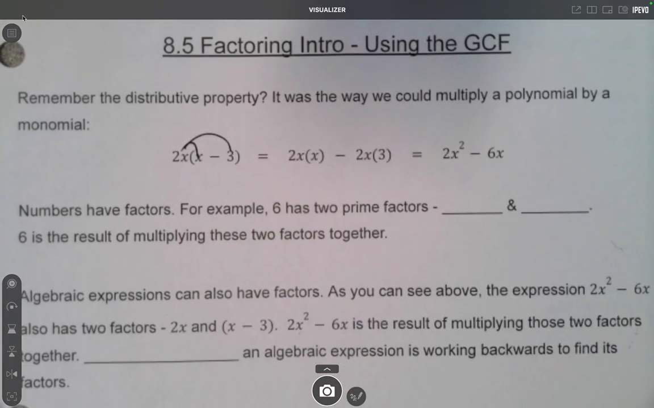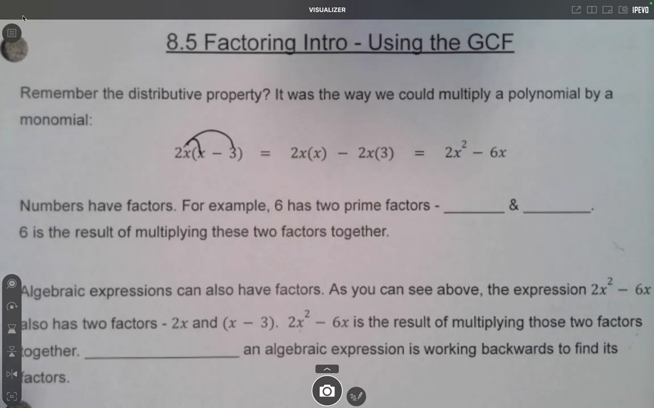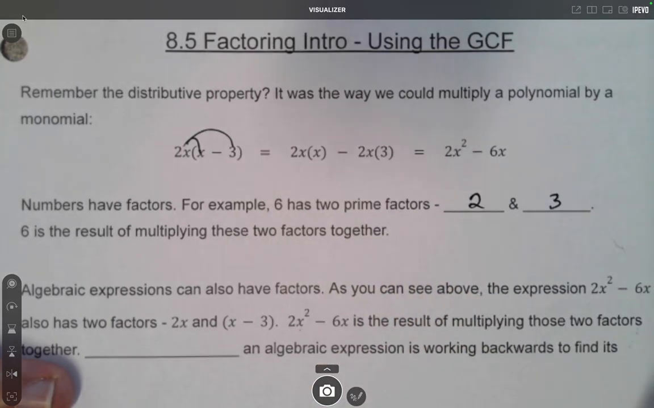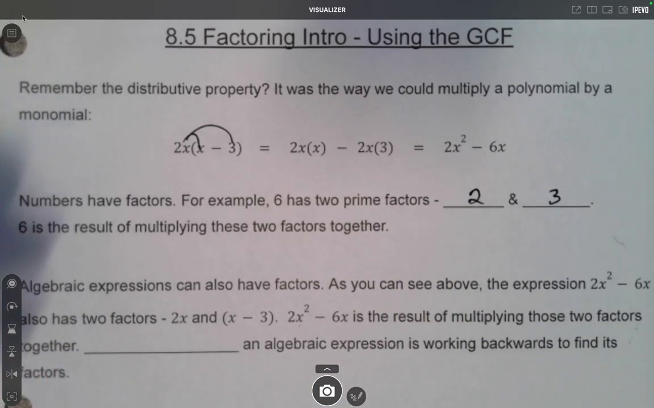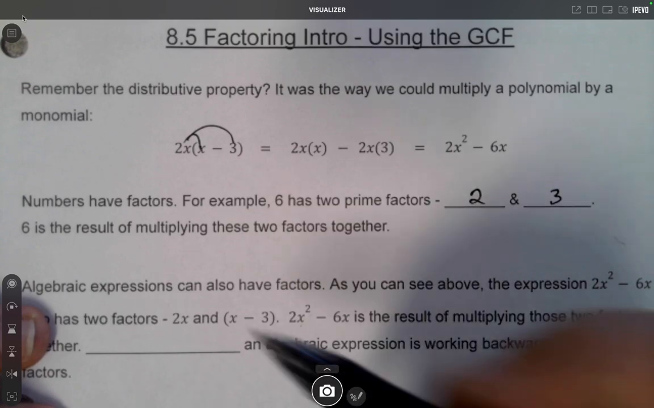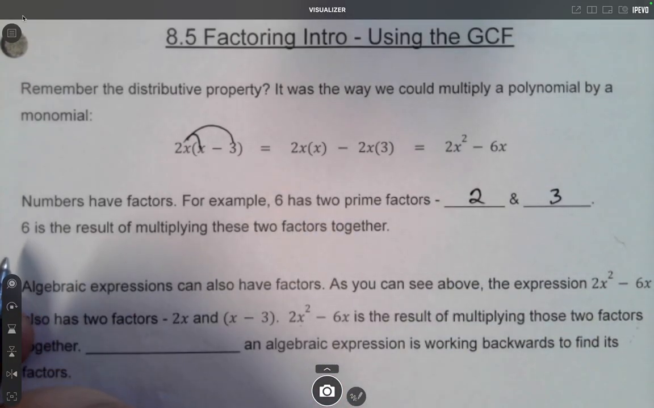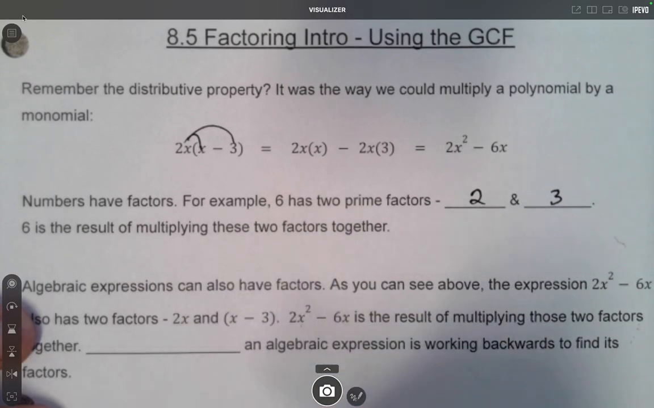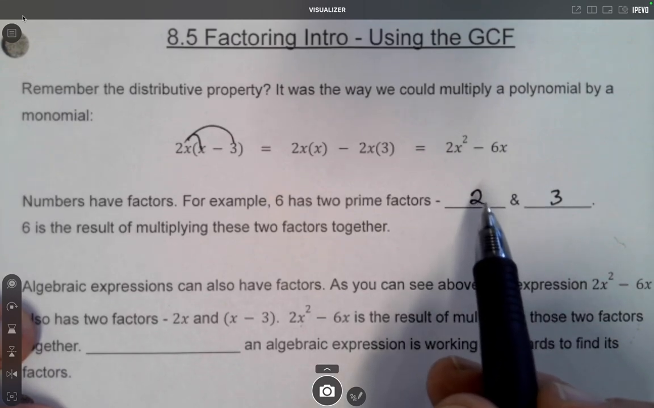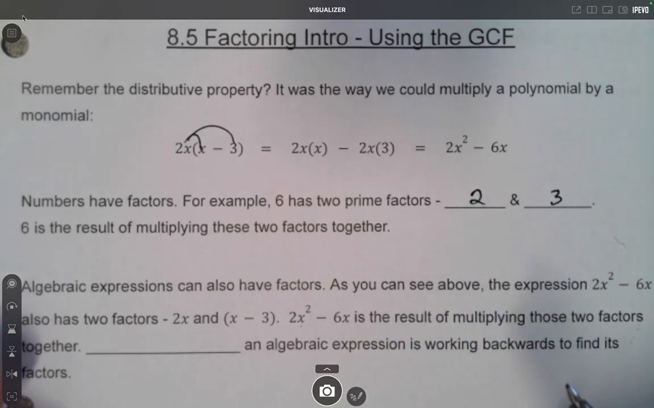Now we've talked about this recently. Numbers have factors. For example, 6 has two prime factors, and that would be 2 and 3. And just in case you're thinking, wait a minute, 1 and 6 are also factors. That's true, but 1 and 6 are not prime factors. The point is, 6 is the result of multiplying these two factors together. So 6 is the composite of multiplying the two prime numbers, 2 and 3, by each other.